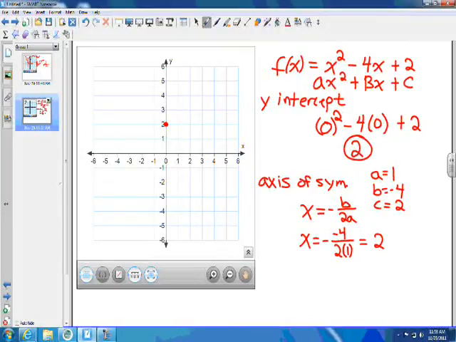I have had several people in both the other classes putting that on the x-axis. We'll think that through. It's the y-intercept. It should go on the y-axis. So we plotted this, the y-intercept.